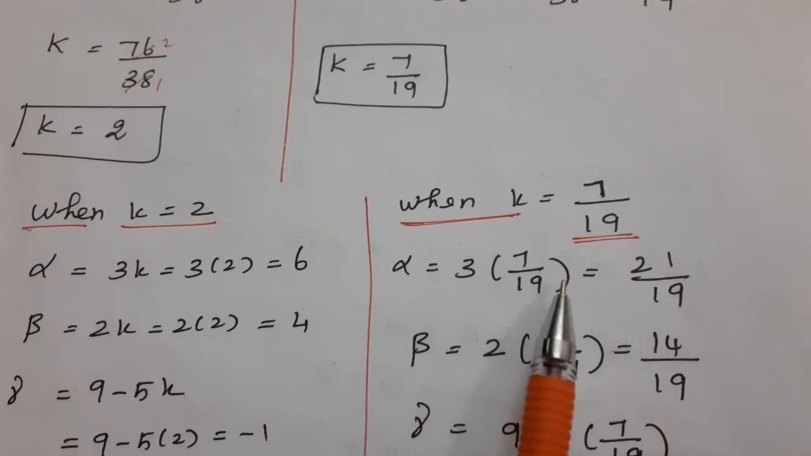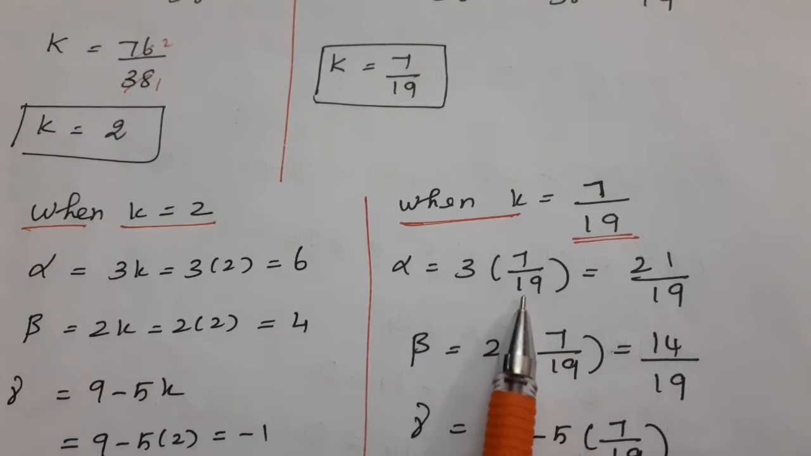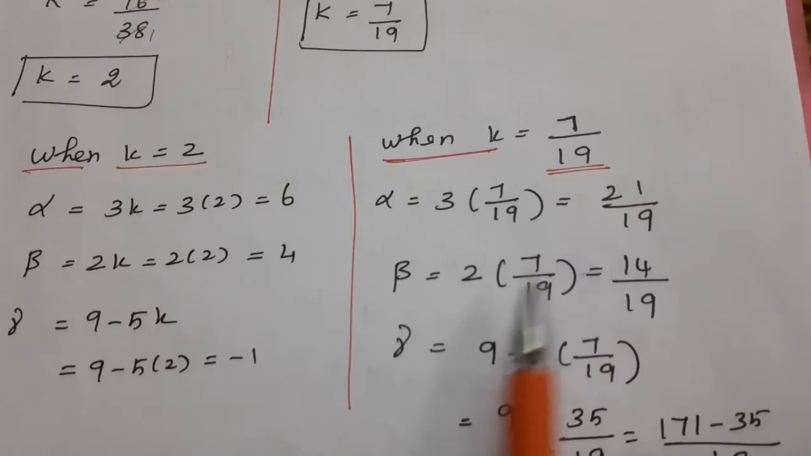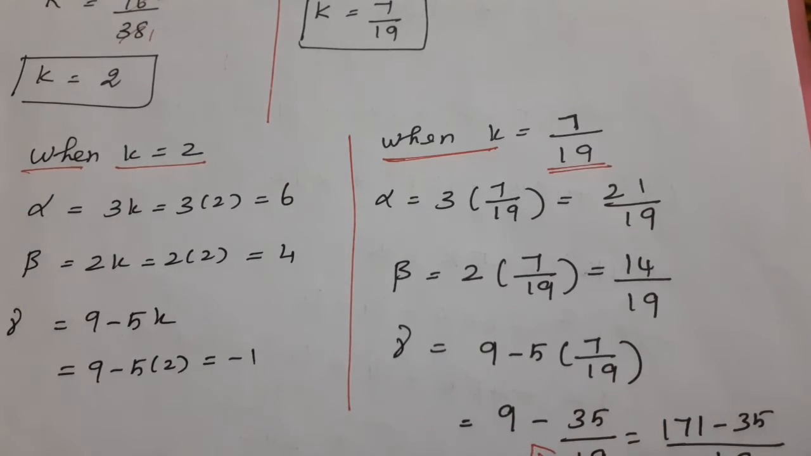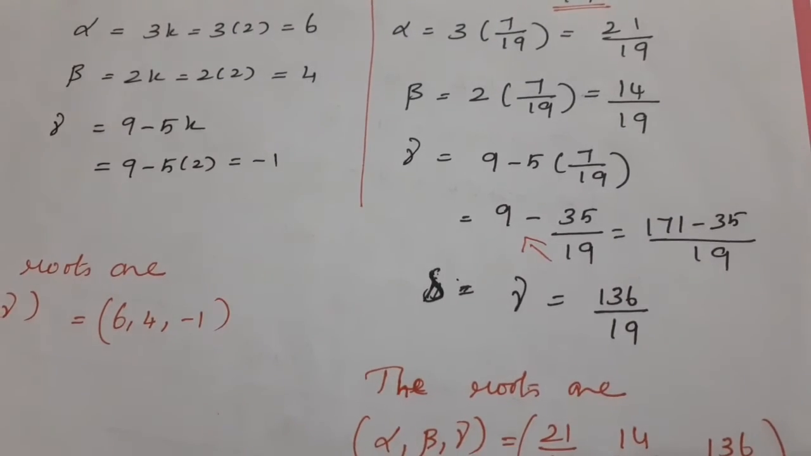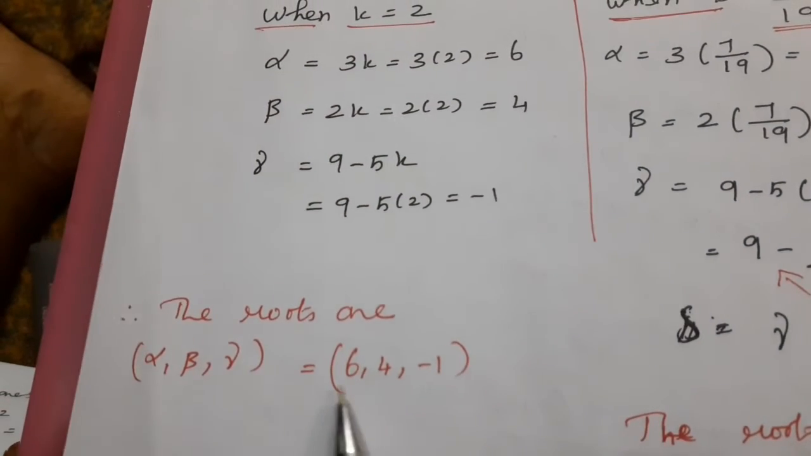Similarly, substitute k equal to 7 by 19. What is the result? Alpha 3k. Instead of k, substitute 7 by 19. What are the roots we are getting? Alpha equal to 21 by 19, beta equal to 14 by 19, gamma equal to 136 by 19. What are the roots we are getting?